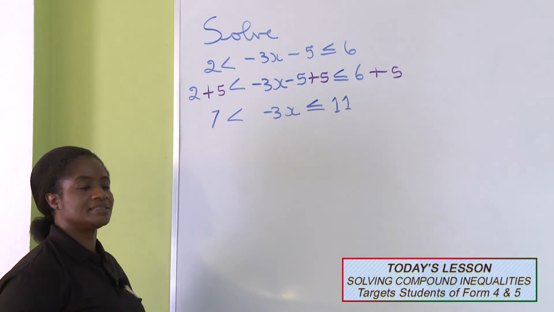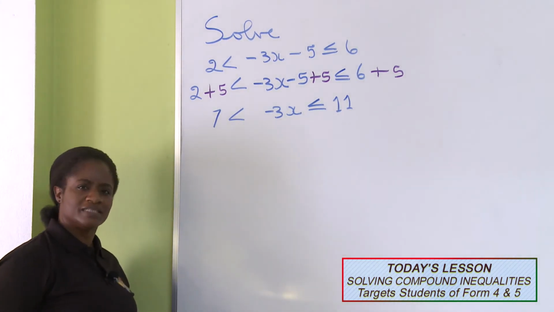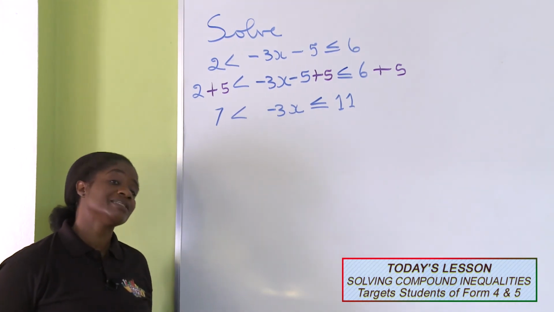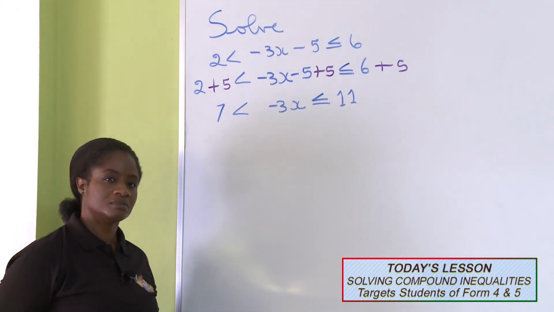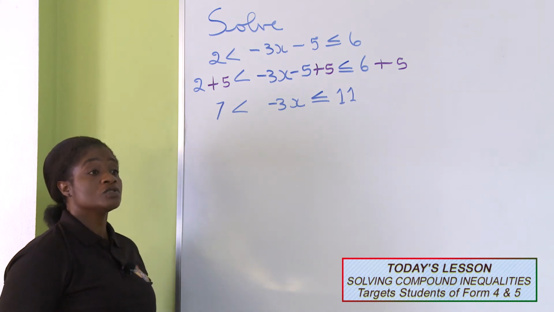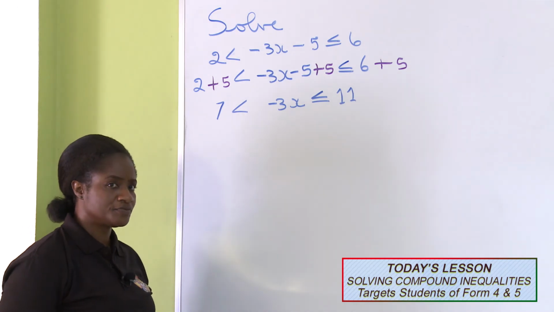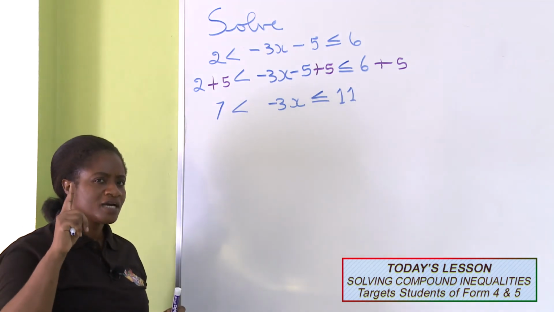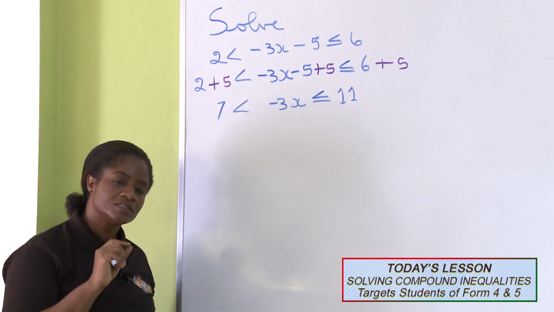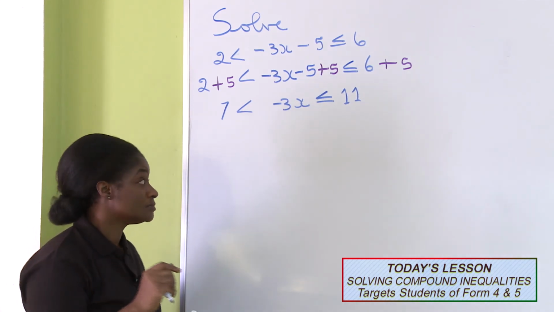The goal is to isolate x once again. And so I need to get rid of negative 3. The operation that negative 3 is performing to x is that of multiplication. The reverse of multiplication is division. So I need to divide each part by negative 3. A red flag should go up. I repeat, I need to divide each part of the compound inequality by negative 3.